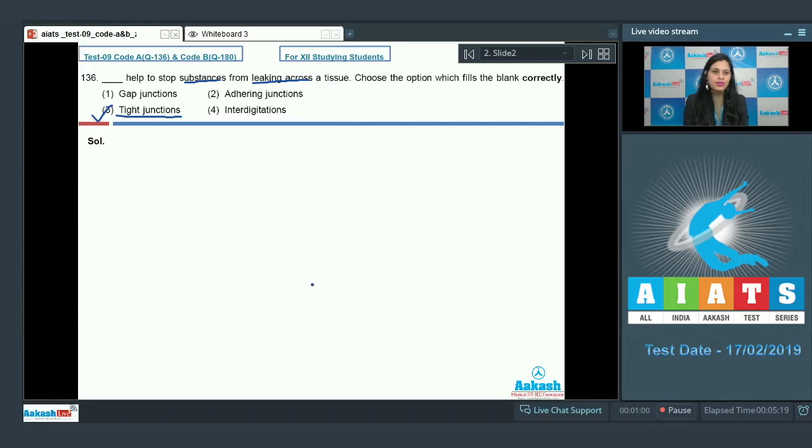Let's discuss the rest of the options. The first option is gap junctions, and this is incorrect because gap junctions facilitate cells to communicate with each other for rapid transfer of substances. Next is adhering junctions, which is incorrect because adhering junctions perform cementing to keep neighboring cells together. The next option is interdigitations, which is incorrect because interdigitations are interfitting finger-like processes to increase the surface area of contact. So the correct answer is option number 3. Let's proceed to the next question.